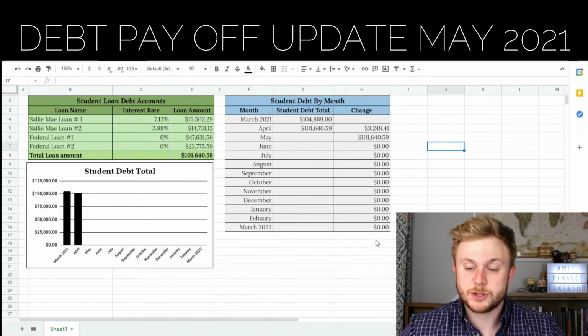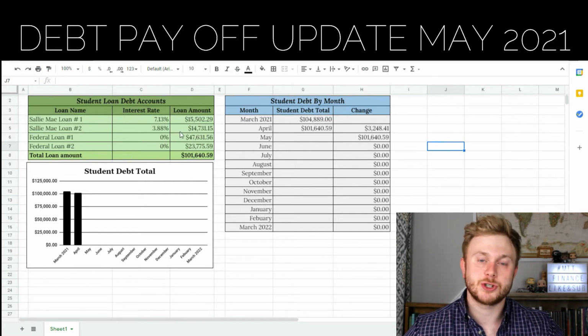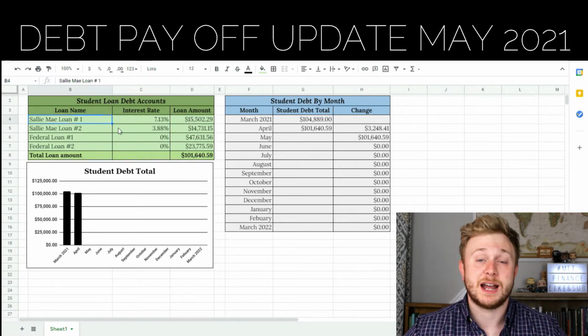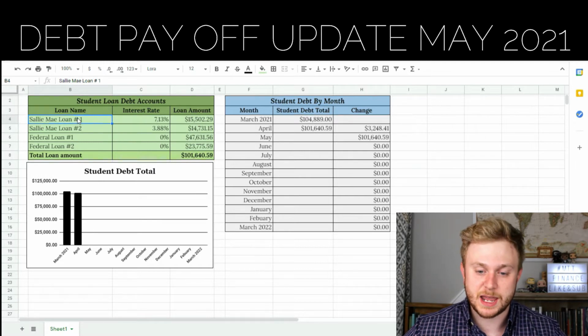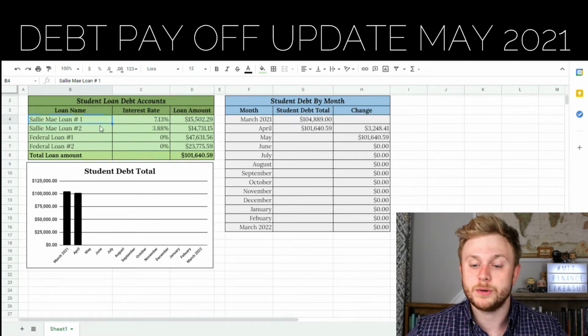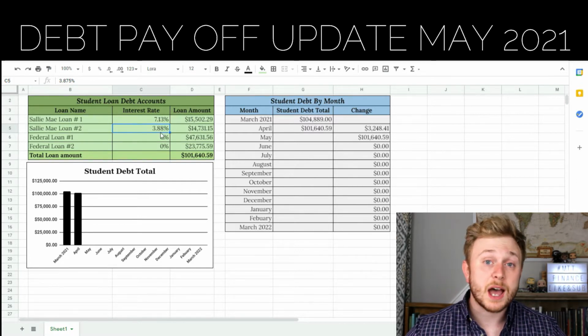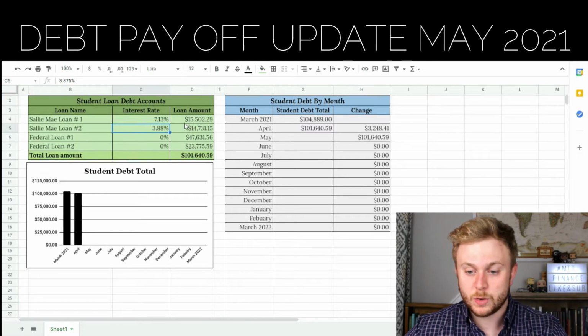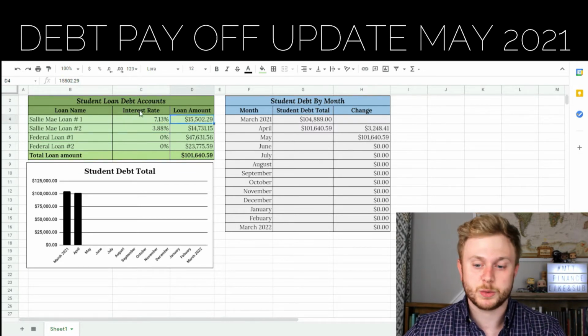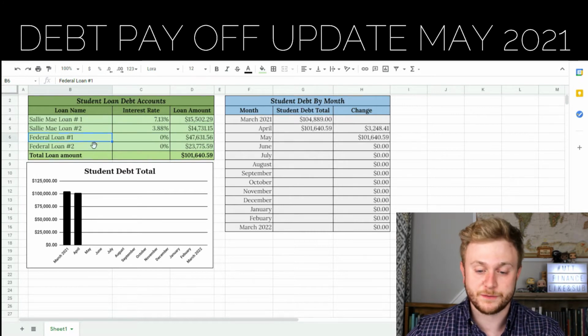So if we take a look, these are all the numbers from that last student loan debt update video. I talked a little bit about how I had a Sallie Mae loan, that's my private student loan, that was a higher interest rate than the other. As you can see, the second loan here has a lower interest rate of 3.8 compared to the 7.13. At the time of filming that video, my loan amount for the higher interest rate loan was higher than the second loan. And also at the time of filming the last video, my federal loans were in deferment. They still are, so their interest rate is 0.